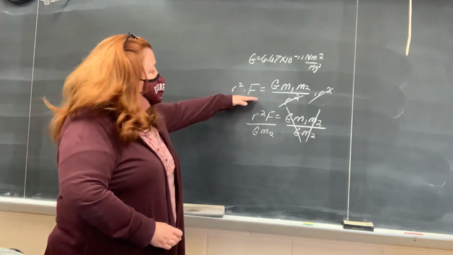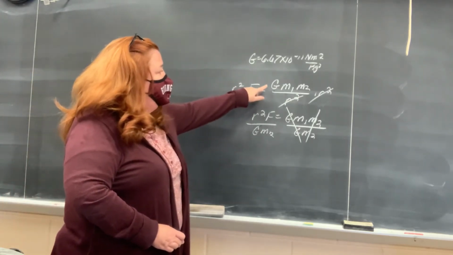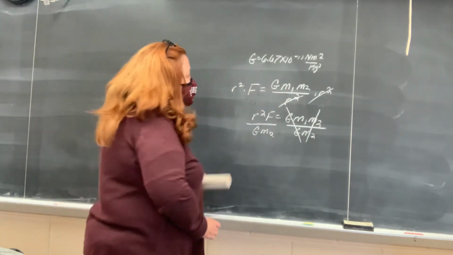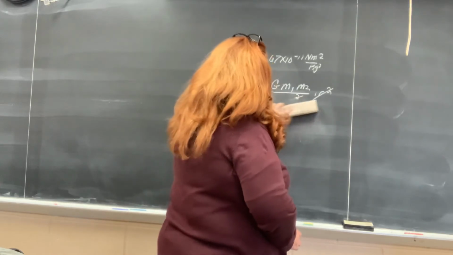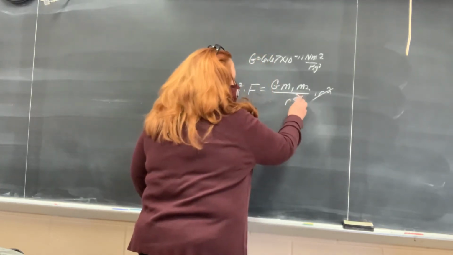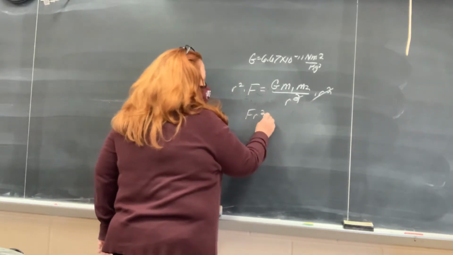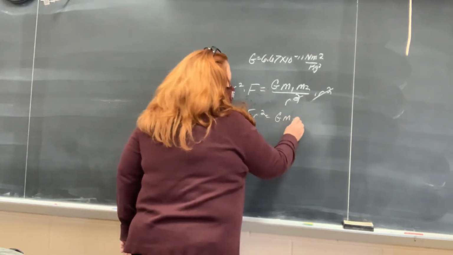But once you get it to this point where you have r squared times f equals g times m1 times m2, you can solve for whatever you want. If you want to solve for the radius, like I said, regardless of what I'm solving for, I get rid of that denominator. So now I've got f r squared equals g m1 m2.